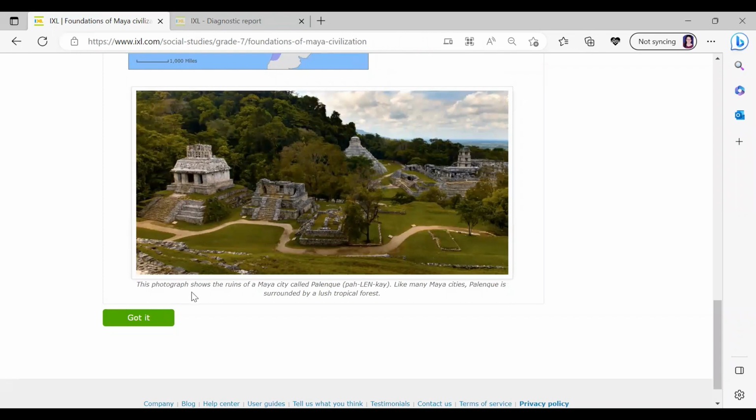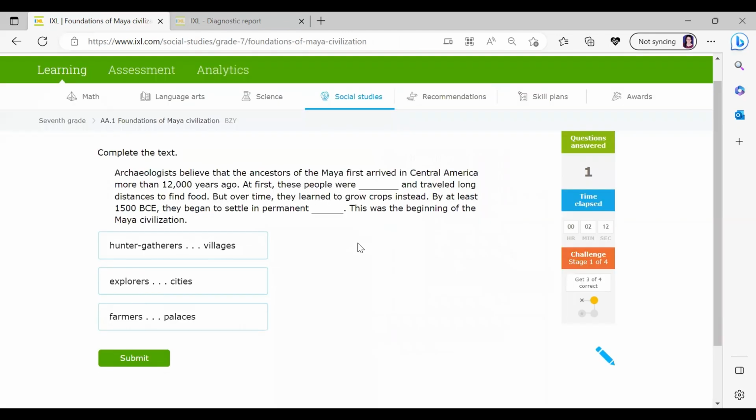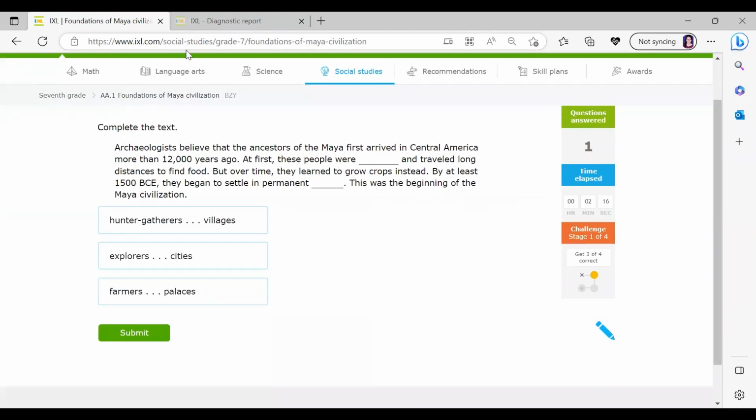And then here is a picture. This photograph shows the ruins of a Maya city called something. Like many Maya cities, this one is surrounded by a lush tropical forest. They do explain it to you. So now they ask you to complete the text, and we're still in the social studies.